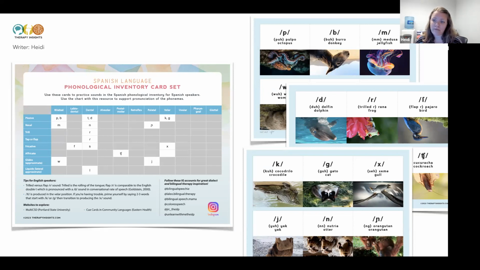So yeah, they're really pretty little cards. And like I said, we had a lot of buy-in with the ones we made for English. So kind of jumping out here and seeing if we can get some buy-in in a second language.